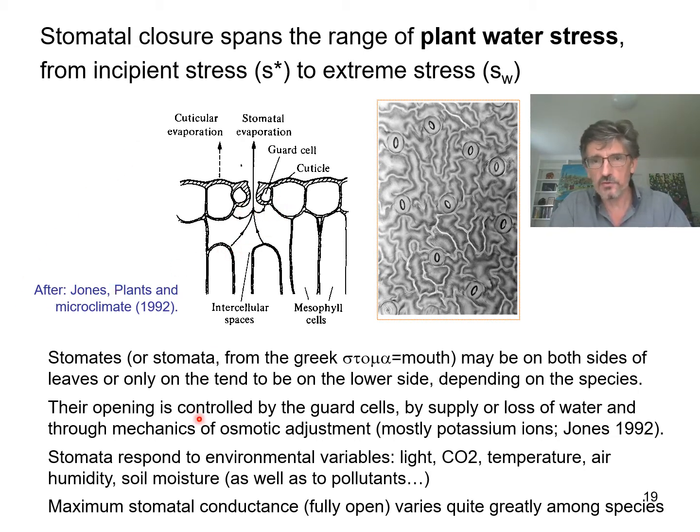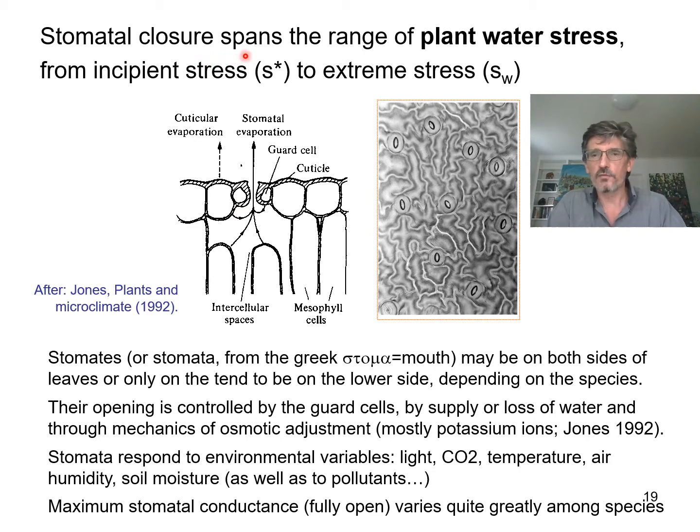I've already said that this opening is controlled by the guard cells. The way it's done is basically through osmotic adjustment. Plants pump ions into these guard cells. They function as osmometers, so as you increase the concentration of solute, the osmotic potential goes down, the pressure potential goes up, and they become turgid, and then they open. They stay inflated and form a nice donut around the stomata. If they want to close, the solutes are removed, the pressure goes down, and they deflate and close the stomata. And that's the way they close.